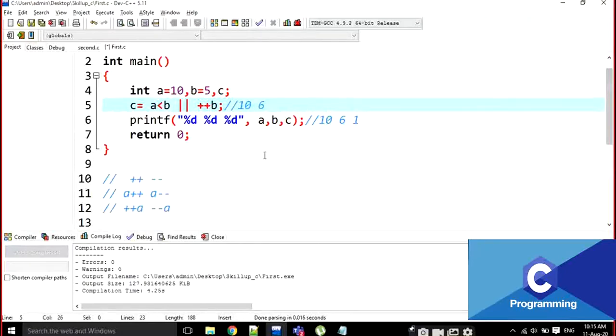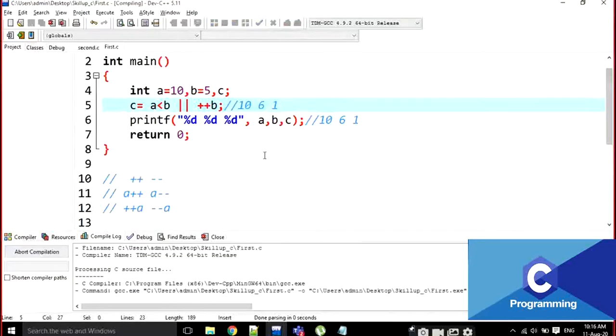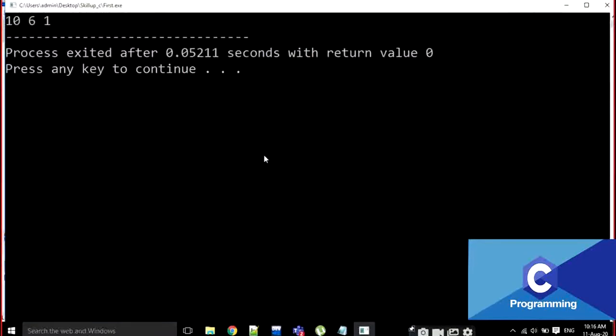Is the C value 1 or 6? One. No, only one. Why? Because it is going to be like this: 0 or true. That is not treated as a 6. If it is a positive integer, it works as true. 0 or false, some 0 or true, that is, C becomes 1 here. What is the output now? 10, 6, 1 is the output.